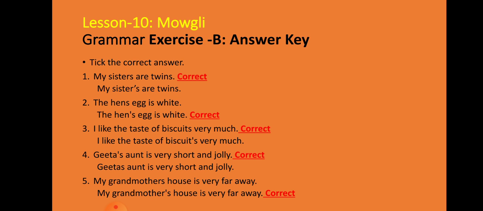Now let's do this exercise B to understand the rules better. Number 1, there are two sentences given here. We have to tick the correct one. My sisters are twins. The second one says my sister's twins. See, when we say apostrophe and an s, there has to be some possession there.